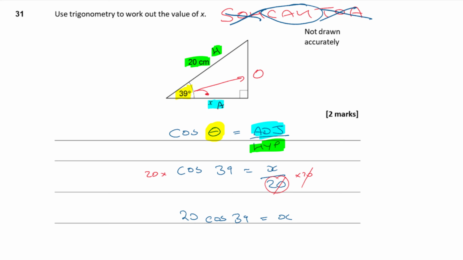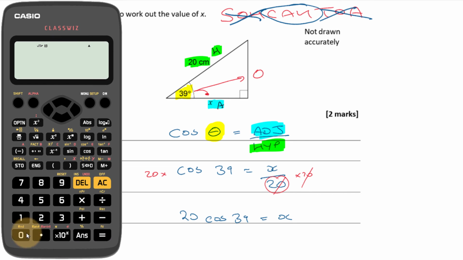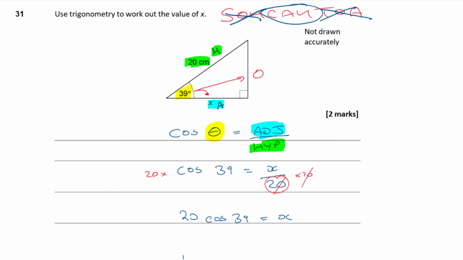Okay, so now I've got x by itself. I can just simply type that into my calculator. 20 cos 39 equals. That comes out to be 15.5 to 3 significant figures. So I'm just going to write down 15.5 centimeters as my final answer.